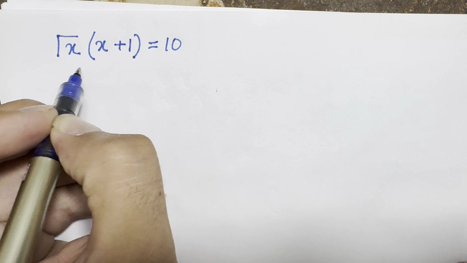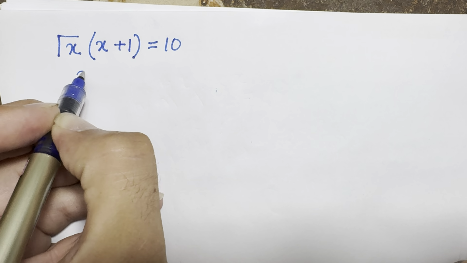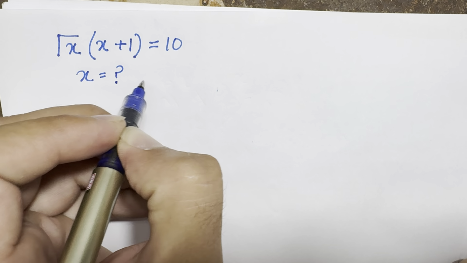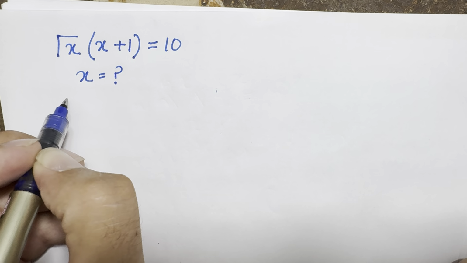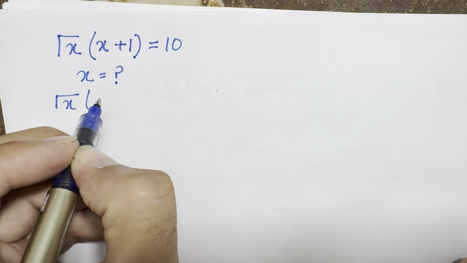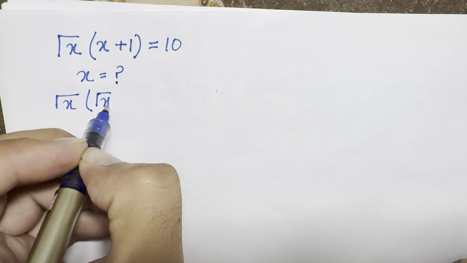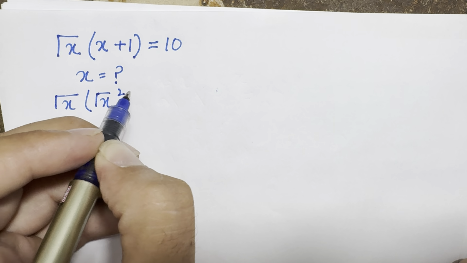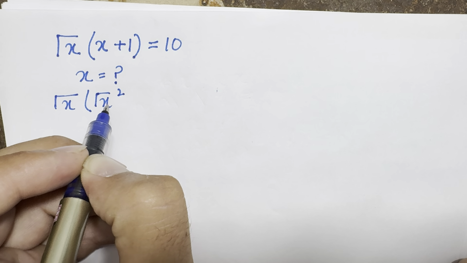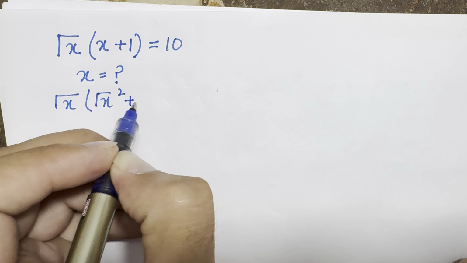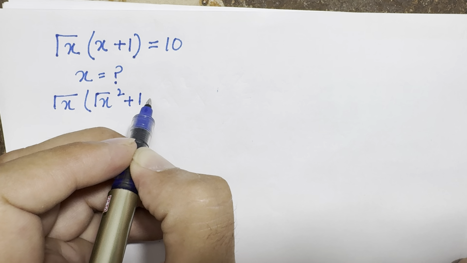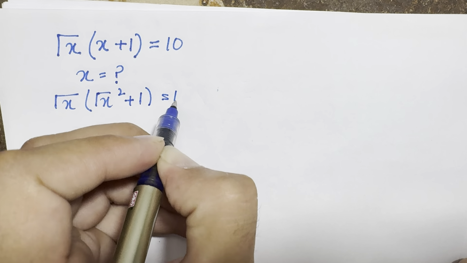Hello students, how can we solve the value of x? This is an Olympiad math question. Okay, so I can write this equation as x under root into under root x square. So the 2 cancels with the under root, it will become equal to x, so I can write it as 1 equal to 10.